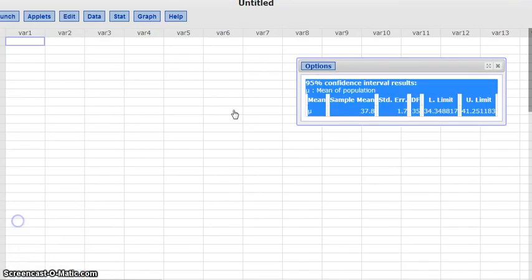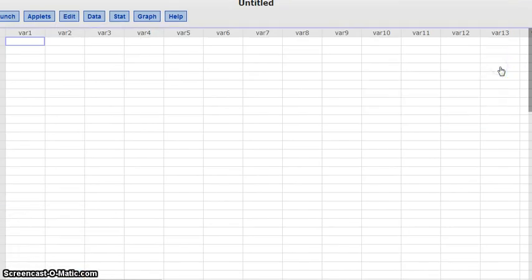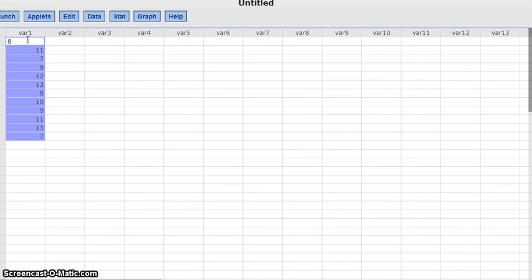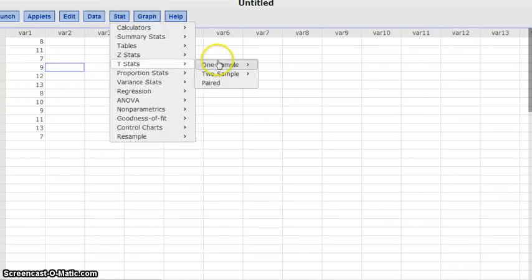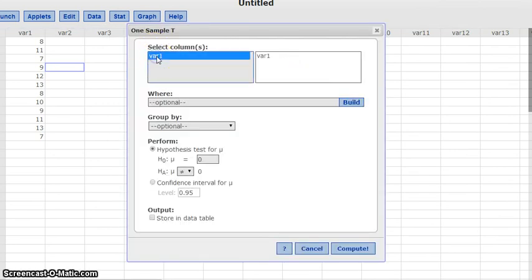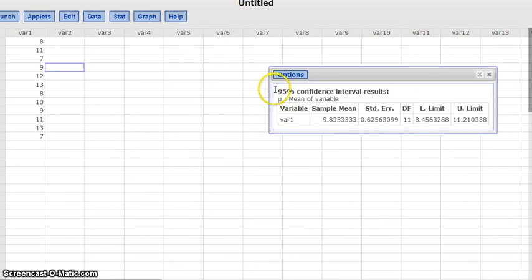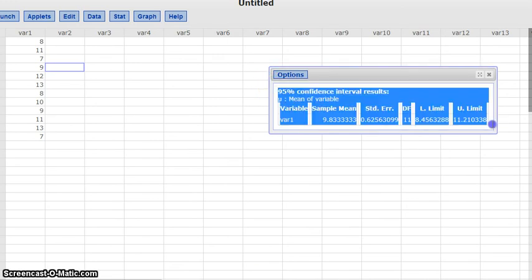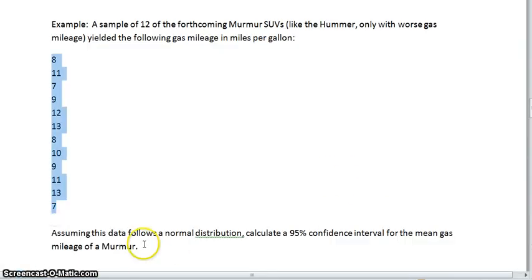So now let's go back to StatCrunch. And this time we're going to paste in our data. So I'm just going to go to this cell and do Control V to paste the data in. And now Stat, T-Stats, one sample with data. And now we move variable 1 over there. And we do a 95% confidence interval for mu. Compute. And there we have it. Control C to copy. Come over here and paste.